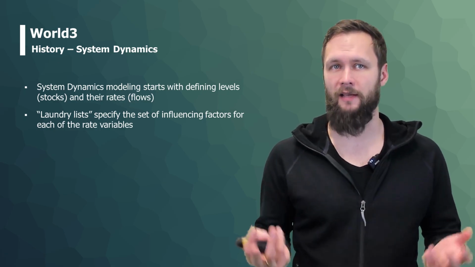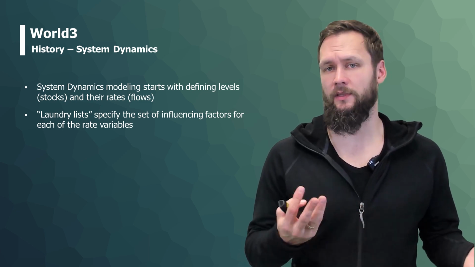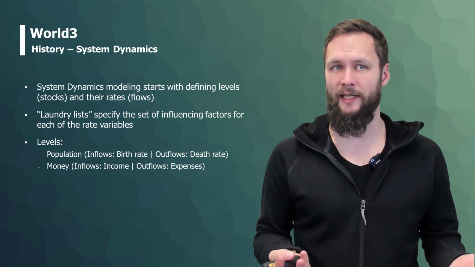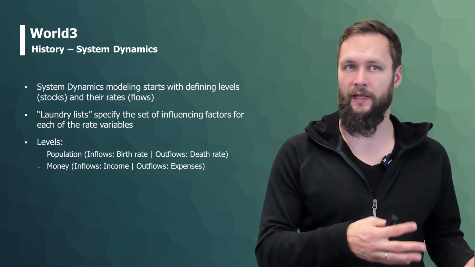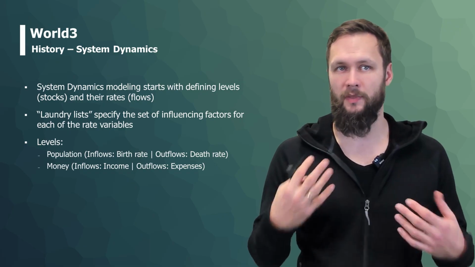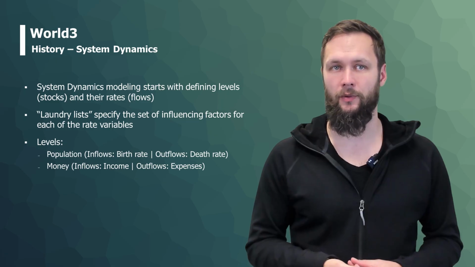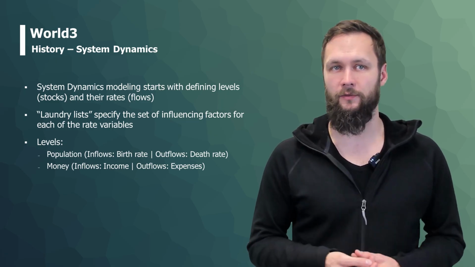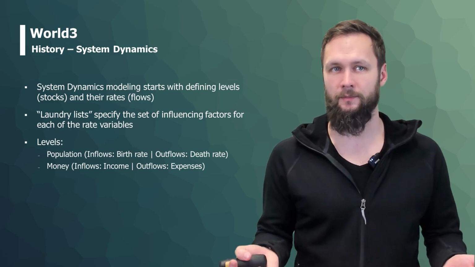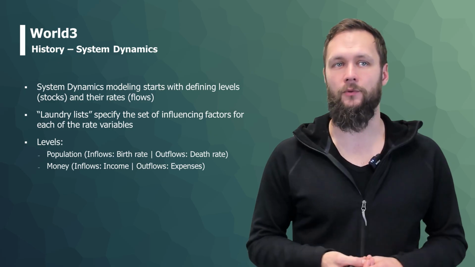So what could levels or stocks look like? It could be, for example, in the World 3 model, something like a population, where you have inflow to this population variable via the birth rate. The more people are born, the higher the birth rate, the more the population grows, and the population is decreased using a factor which is called the death rate. So that's one example for levels.